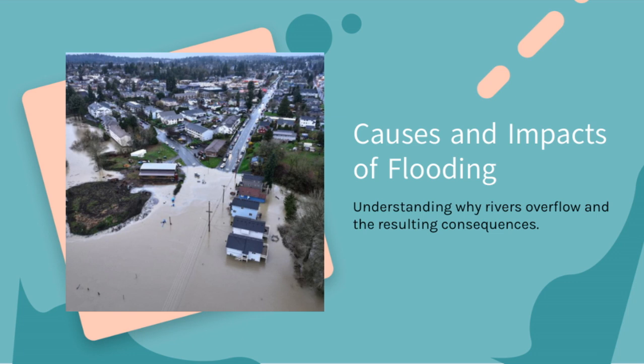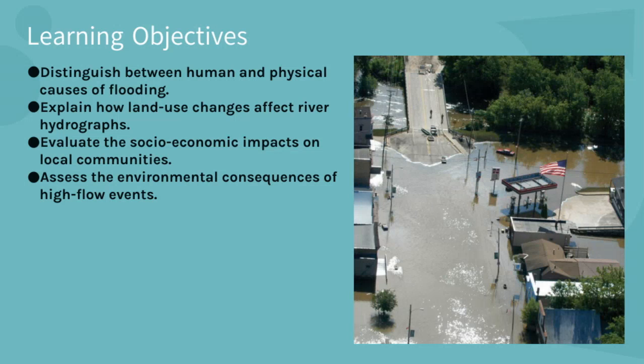Some of these factors are natural, such as heavy rainfall, steep slopes, or impermeable rock. Others are caused by humans, such as urbanization, deforestation, and building on floodplains. We will also look at the consequences of flooding, both for people and for the natural environment. Let's start with our learning objectives.